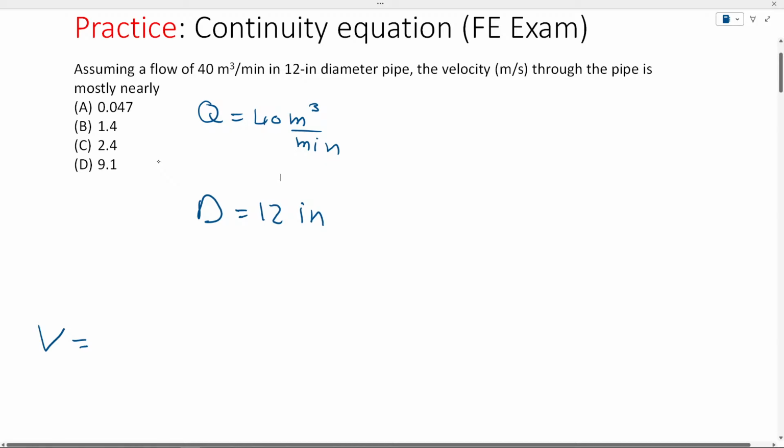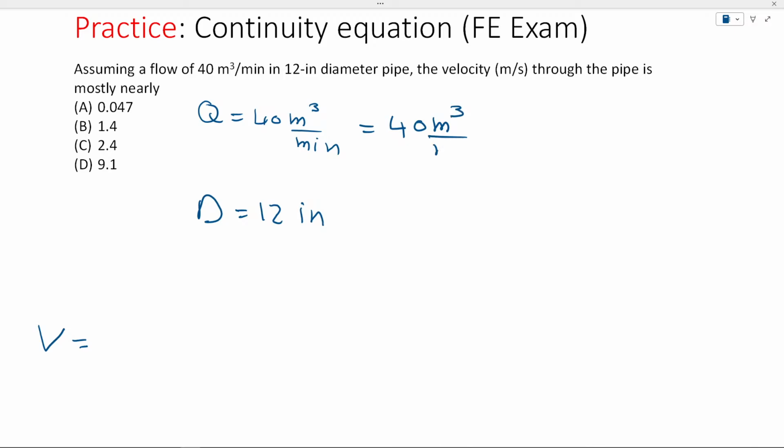In order to do this, you say 40 meter cube per minute, I want to get rid of this minute. So I will say 1 minute has 60 seconds in it. So now this will go away with this, and then I will have 40 over 60 meter cube per second, and that's 2 over 3 meter cube per second.